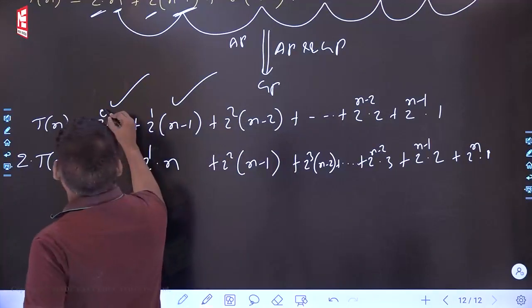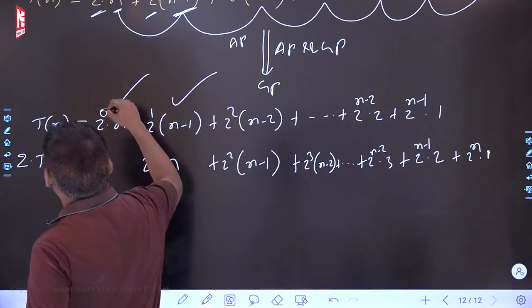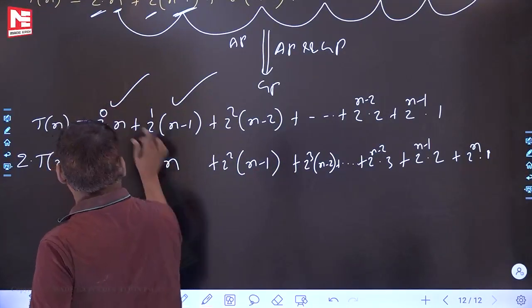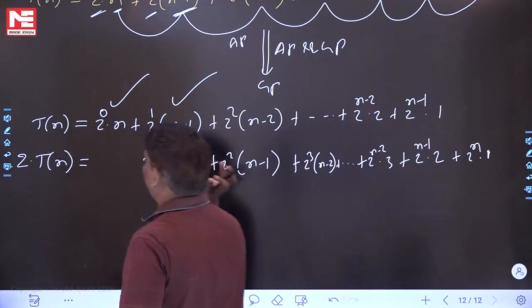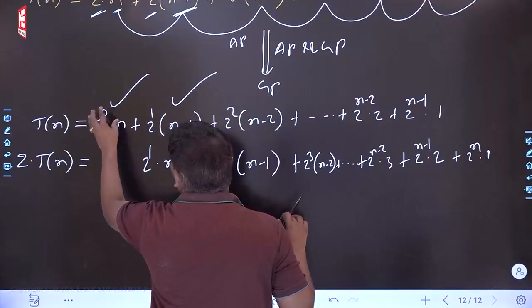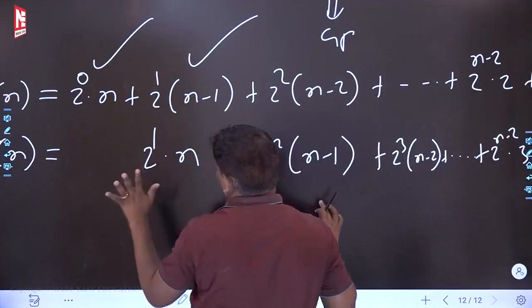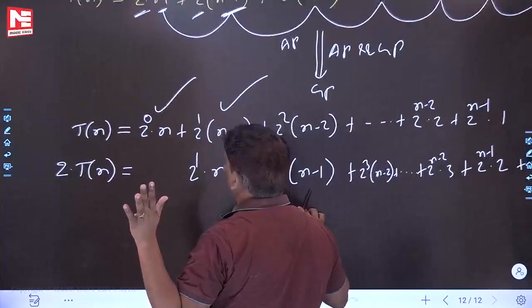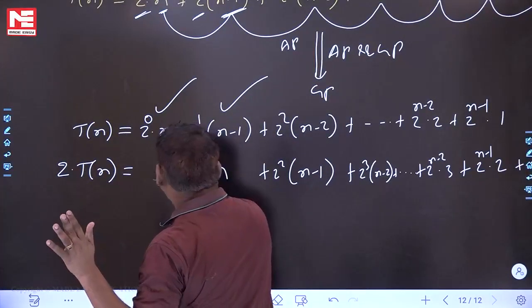See, 2 power 0, if you multiply by 2, becomes 2 power 1. Because it became 2 power 1, I wrote it close to the 2 power 1 term. Anything is okay, you can write it here if you want, because a gap is there.